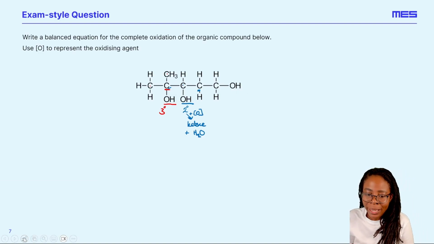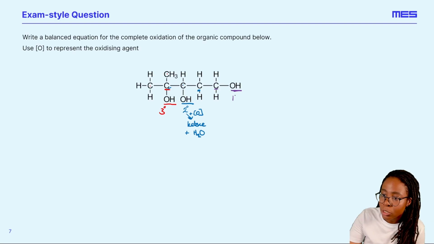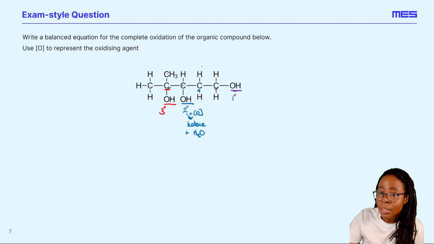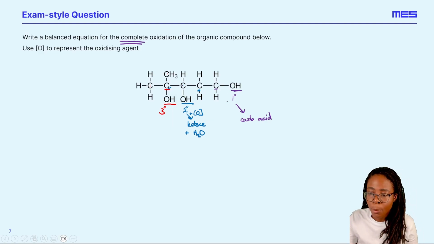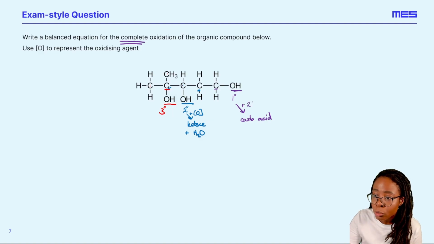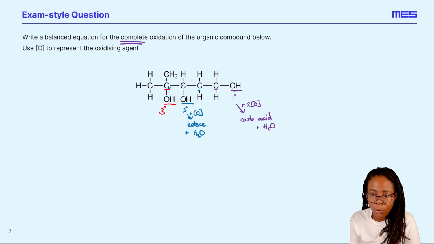Now for our alcohol group at the end, this is a primary alcohol because the carbon that is attached to the OH only has one carbon attached. Reading the question carefully, this is going to be complete oxidation, so this is going to give us a carboxylic acid. Because primary alcohols are oxidized in two stages to carboxylic acids, we're going to need two lots of our oxidizing agent, but we're only going to produce one water molecule. As we saw before, we only produce the water molecule in the first step. We don't produce the second one in the second step.